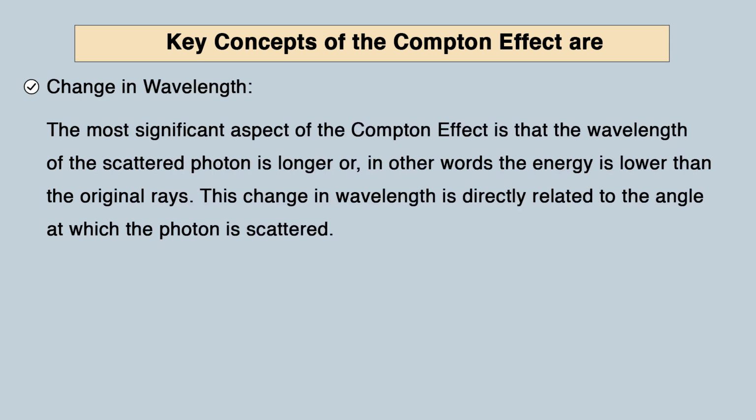Now, the second key concept is change in wavelength. The most significant aspect of the Compton effect is that the wavelength of the scattered photon is longer, or in other words, the energy is lower than the original incoming rays. This change in wavelength is directly related to the angle at which the photon is scattered.